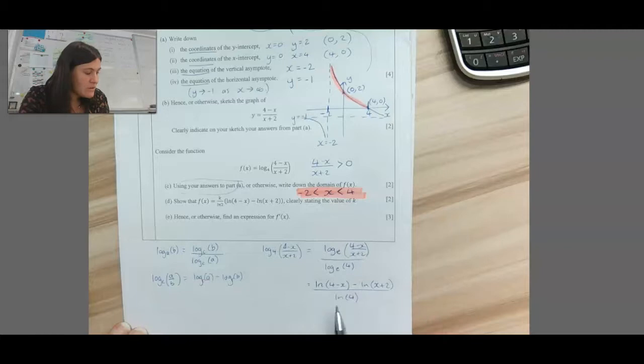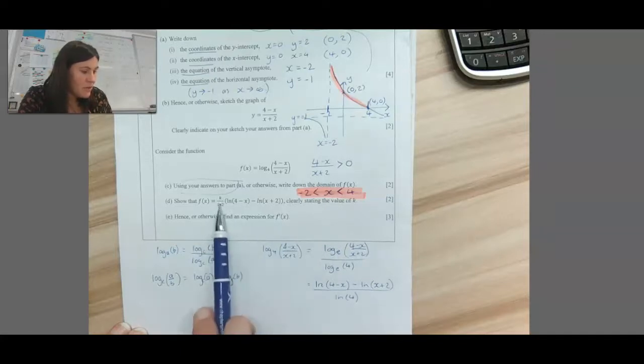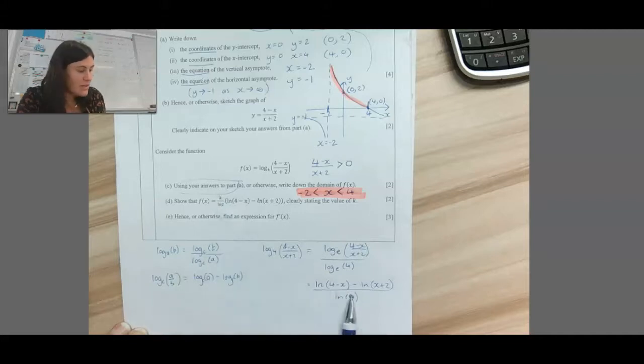Right, let's pause and have a look at how it compares to what I want. Well, that bit's looking pretty good. And then I've got divided by ln of 4. What I want is multiplied by k over ln of 2. So I need to transform 1 over ln of 4 into k over ln of 2. So how can I rewrite ln of 4 as ln of 2?